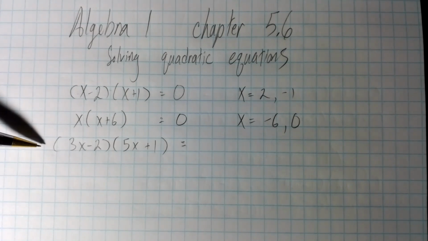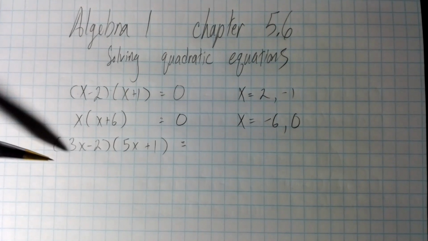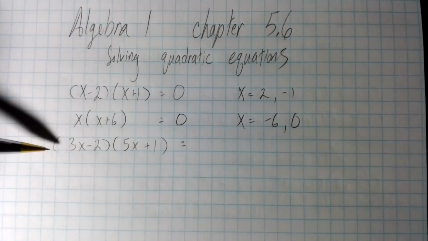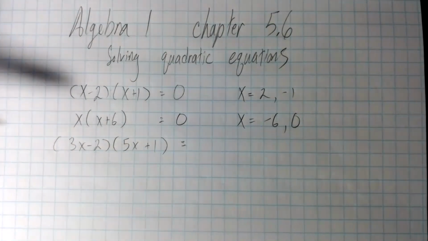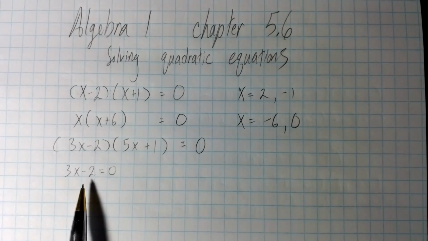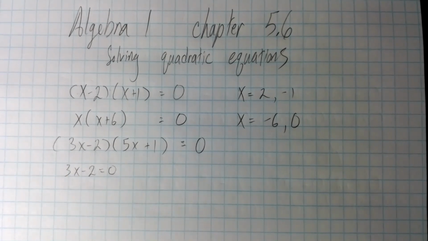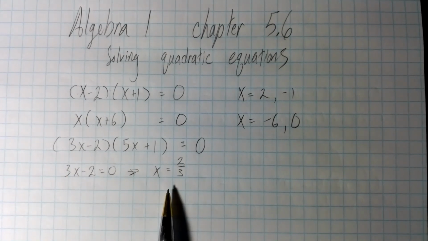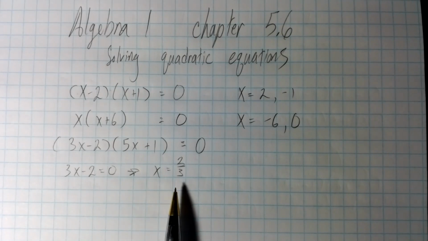All right, something like this here. Now, in the future, I will expect you to just do some head work on this, but we'll go through each of these. Again, all of this equals 0. So I can start looking for my first solution by setting this equal to 0, because once this is 0, it makes this true. Taking my 2 to the other side and dividing by 3, I get x equals 2/3.